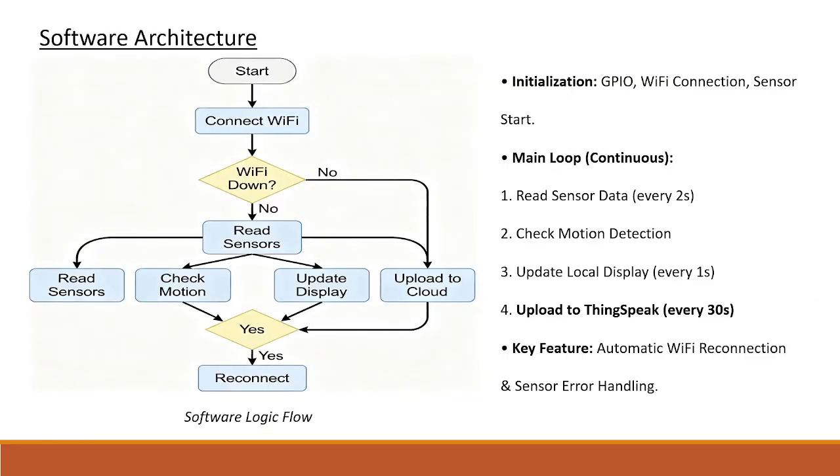The software architecture follows a modular design. On startup, the system initializes GPIO pins, connects to Wi-Fi, and starts sensor readings. The main loop continuously reads sensor data every 2 seconds, checks for motion detection, updates the local display every second, and uploads to ThingSpeak every 30 seconds. We implement error handling for sensor failures and automatic Wi-Fi reconnection. This code is written in Arduino C++ and uses standard libraries for ESP8266 and sensors.